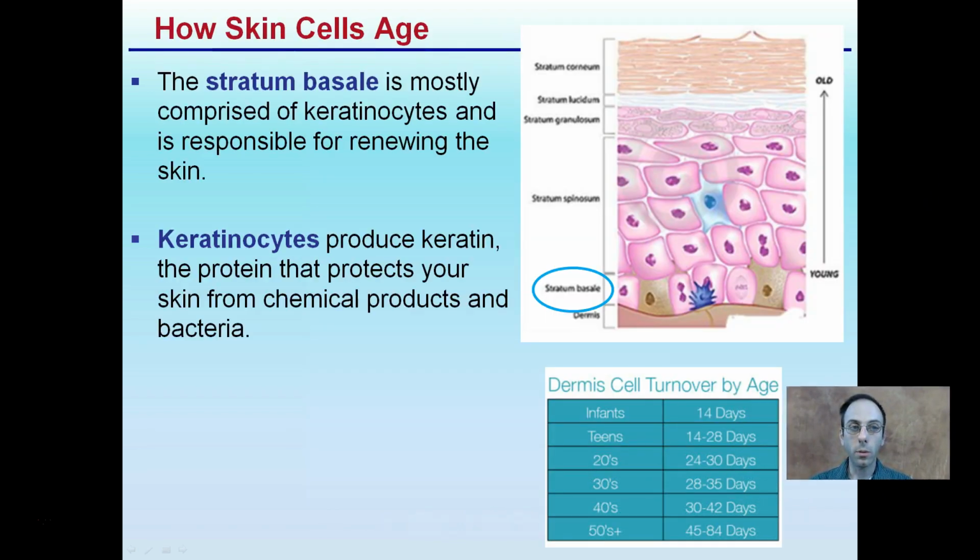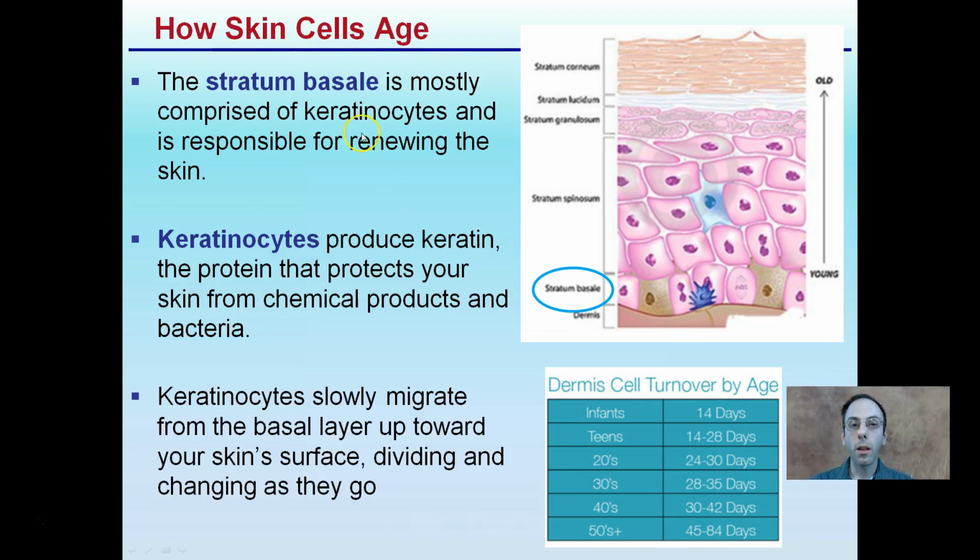So first off, skin as we age. Well, stratum basale is mostly comprised of keratinocytes. These are responsible for renewing the skin. We're talking down here in this deeper layer, not right at the surface. These keratinocytes produce keratin, as you may guess, and this is a protein that protects our skin from chemical products and bacteria. Now these migrate from the basal layer up towards the skin surface.